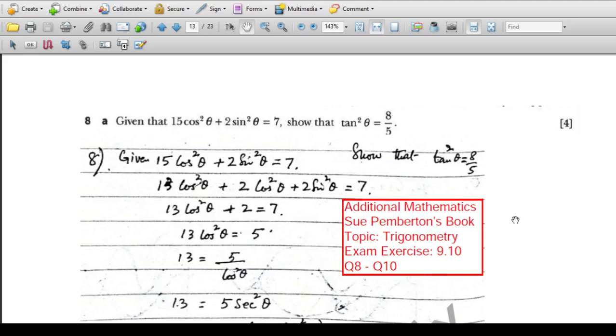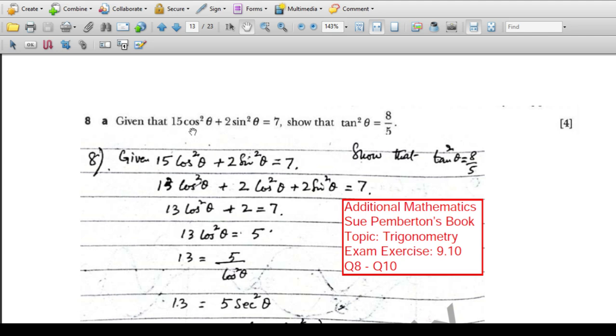Bismillah Rahman Rahim. In this session, we will discuss questions 8 to 10 from the topic trigonometry, that is Exercise 9.10 from the Additional Mathematics course. This book is written by Sue Pemberton. This book is very popular. And here we have question number 8, part A.